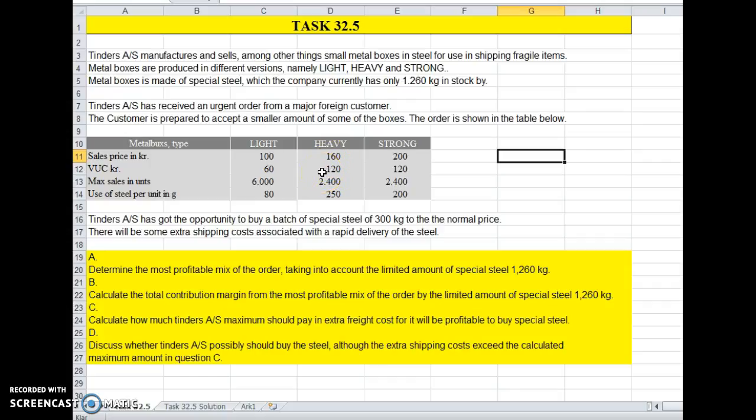And you also have a positive contribution margin on heavy and strong. You can produce or sell 6,000, 2,400 and 2,400. So it should be profitable to sell all of these units for the three products. The problem is that you only have 1,260 kilos and you use 80 grams of steel for light and so on. So therefore you are not able to produce all of it or sell all of it. So therefore you have to remove one of the products or a part of one of the products. So let's see how to handle this.